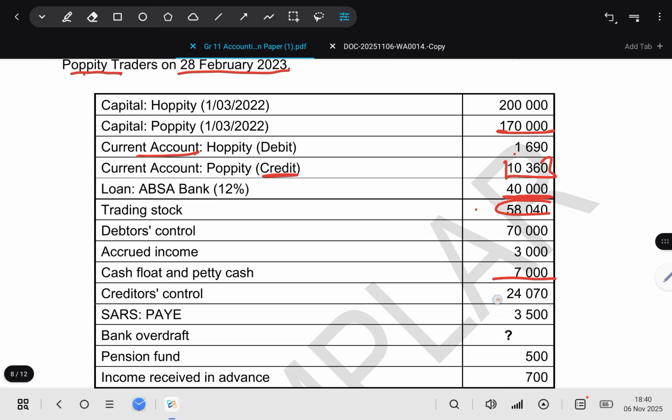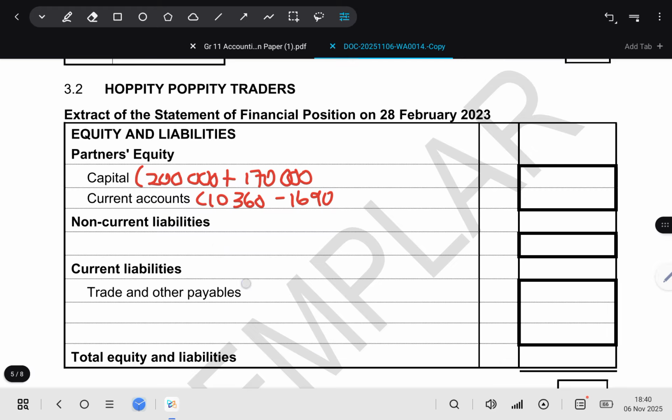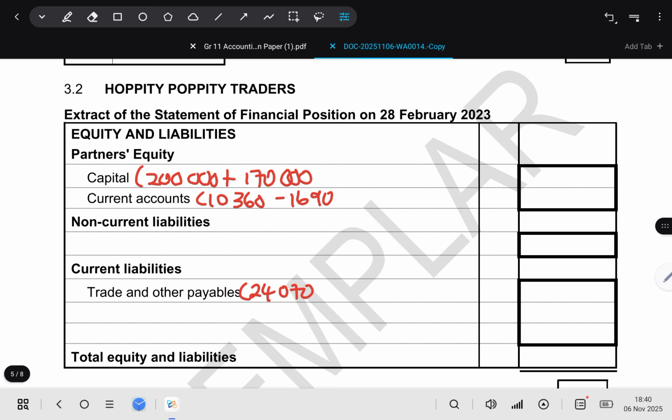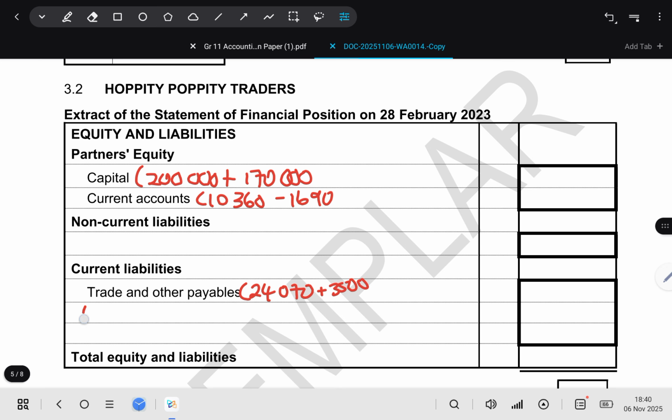Then we have creditors control for 24,070. Okay, so we'll write it here, 24,070. And then we also have SARS payable for 3,500. So we will say plus 3,500, and then we have bank overdraft, which is a balancing figure. So here we'll have our bank overdraft.